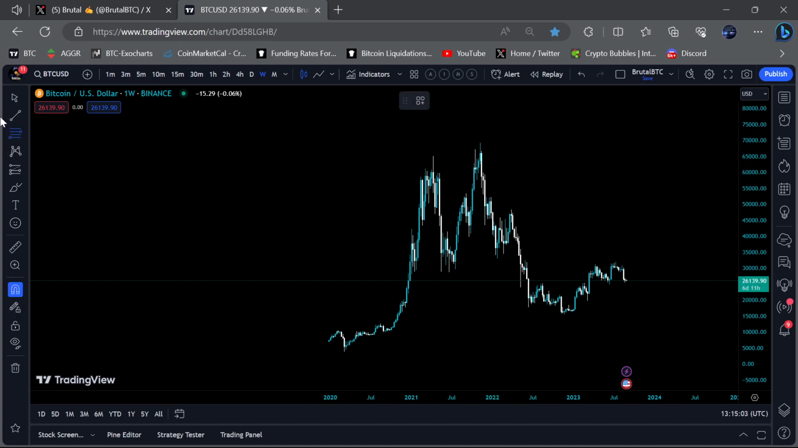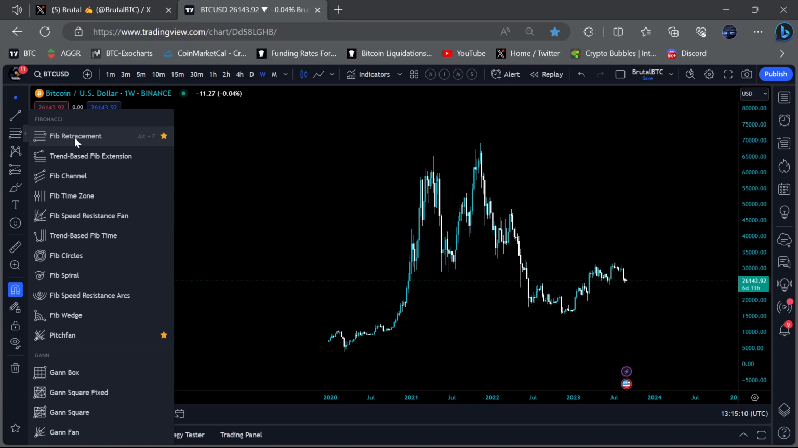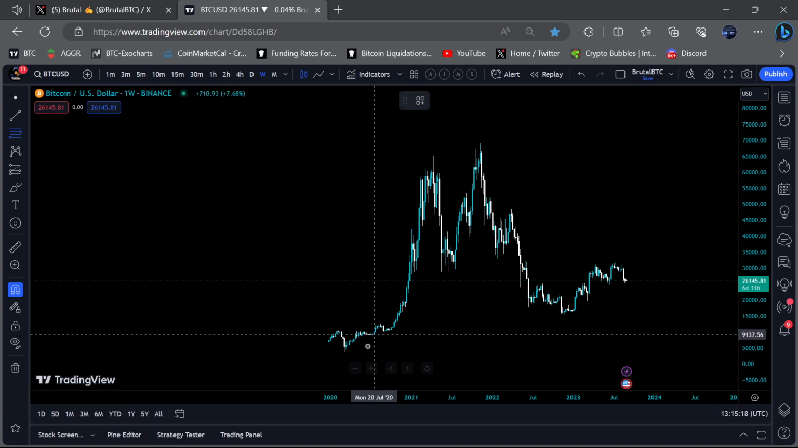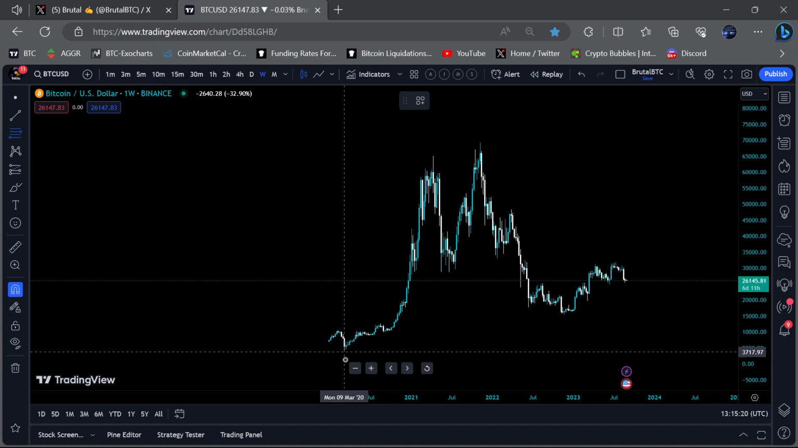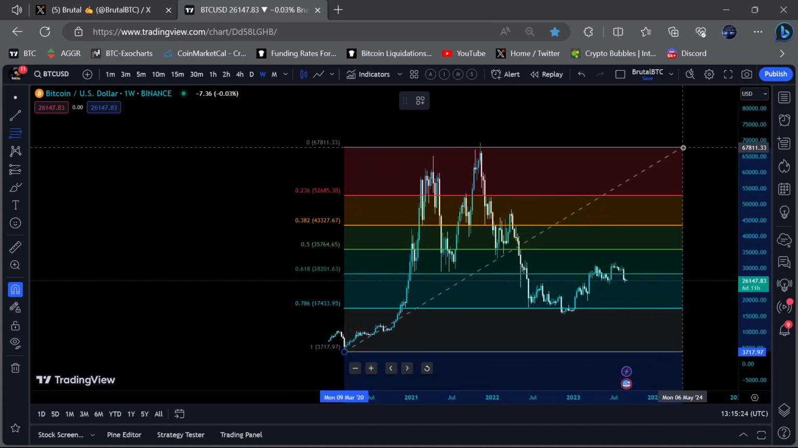So whenever you are trading with the Fibonacci retracement, you just have to select this one, fib retracement. These are all tools given without any cost to you with the help of TradingView. Go to fib retracement, mark the bottom, click over here, start it, go back.